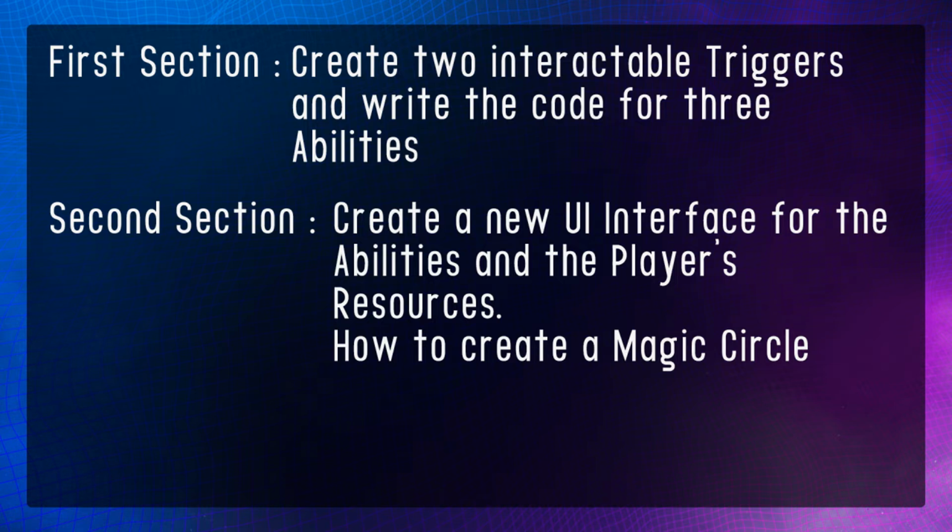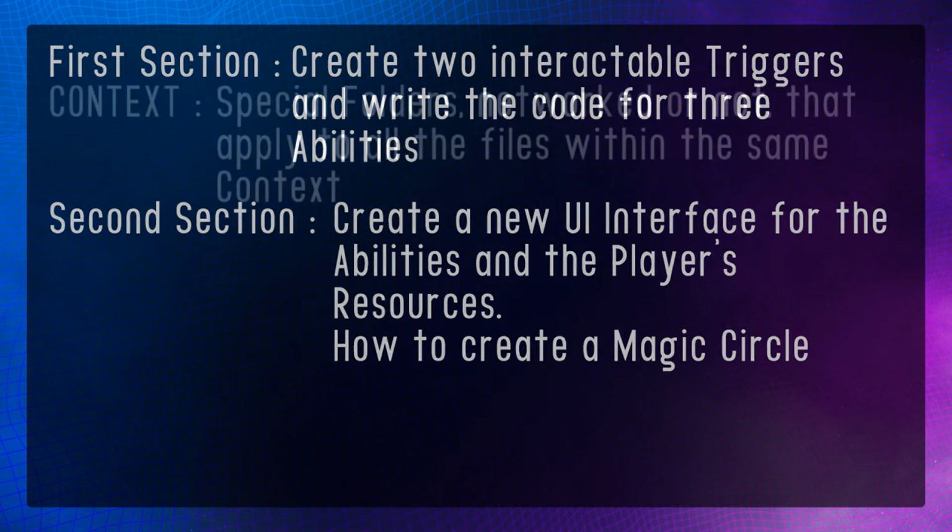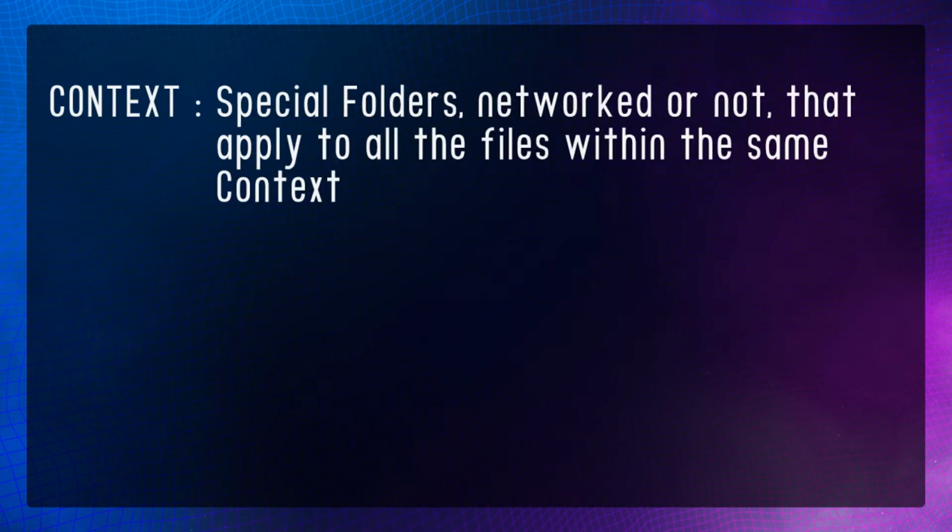Now, to begin, I will refresh your memory about a few important arguments we will see in this section: the context and abilities. A context is a special folder that can be networked or not that applies to all the files within the same context. So, for example, a client context folder will apply a client context to all its files. There are multiple contexts, but we will focus on the client and the networked ones.